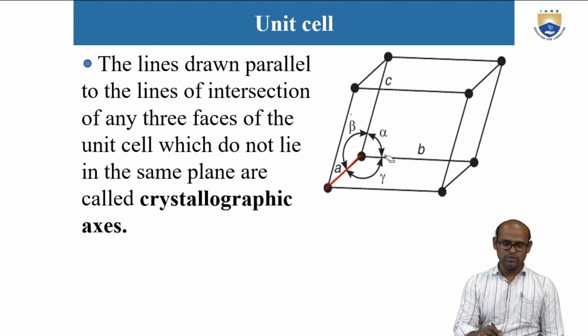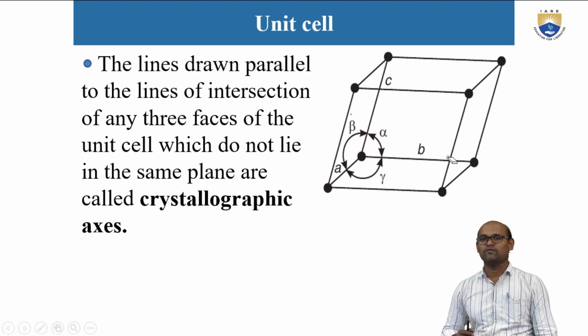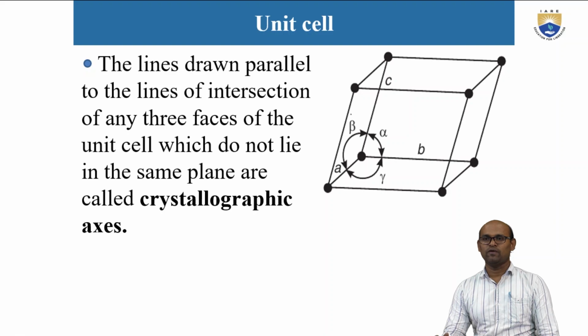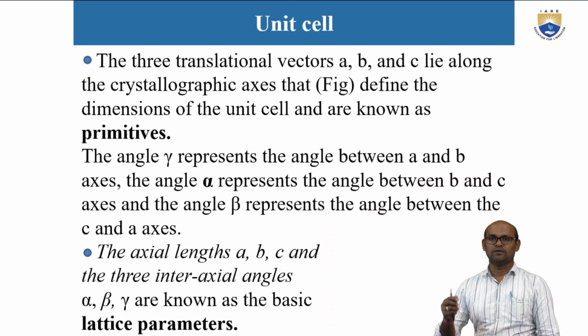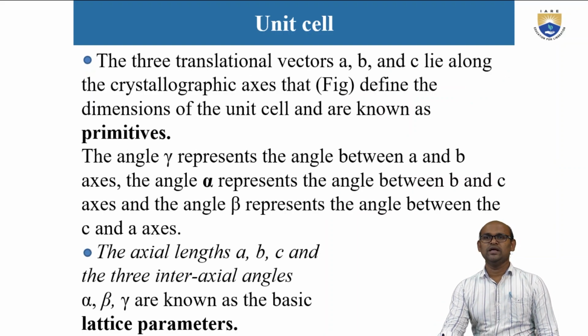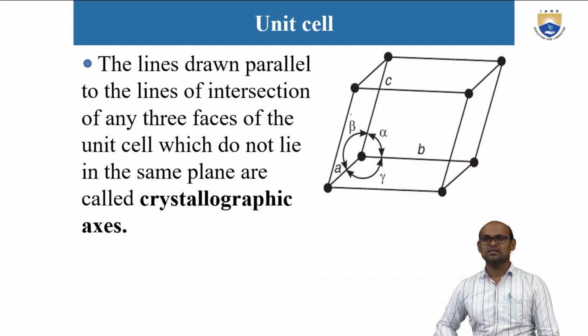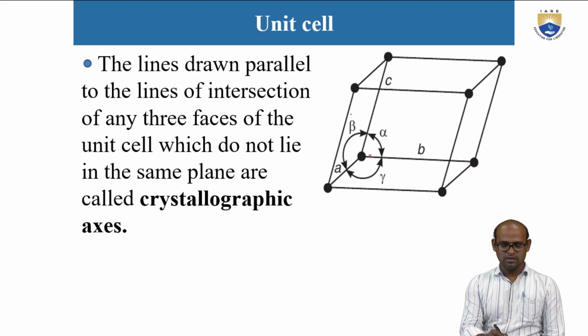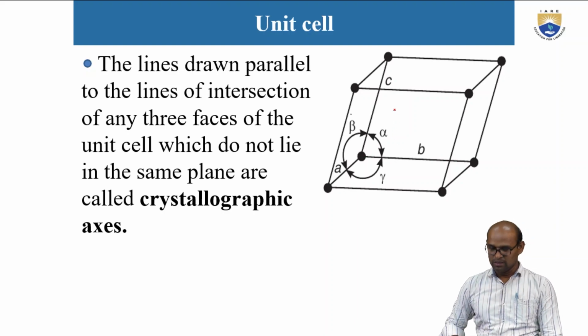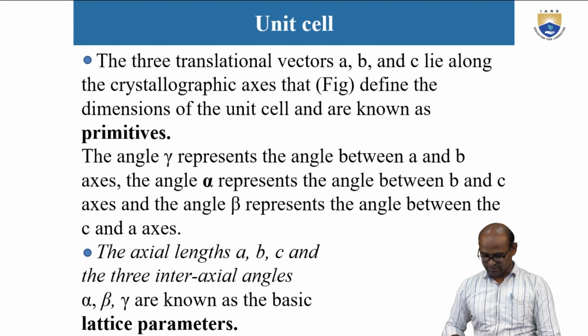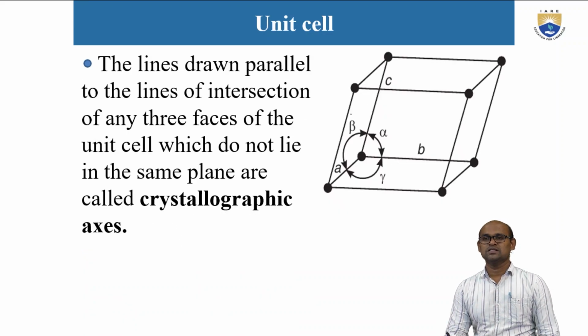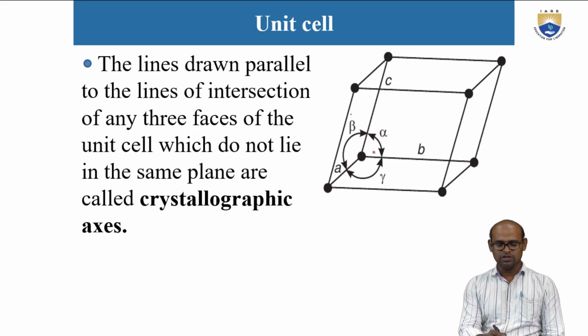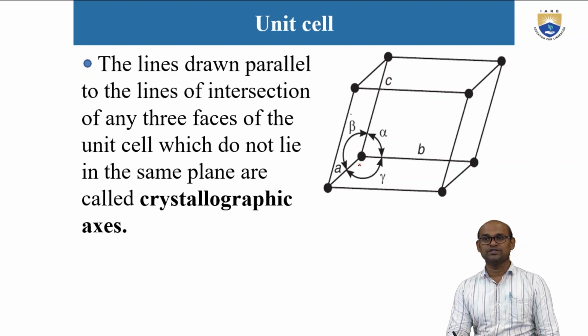Once I define the unit cell, I am going to find the crystallographic axes, and then define the angles between any of these crystallographic axes of this unit cell. So the three translation vectors A, B, C lie along the crystallographic axes as shown in the figure. So these are the translation vectors. We have discussed translation. So each of these A, B, C is called a translation vector.